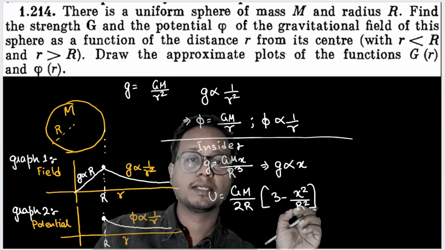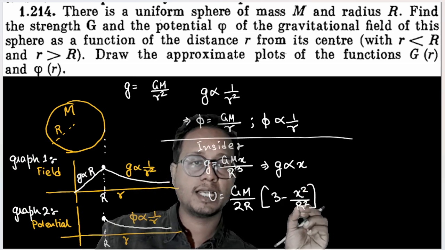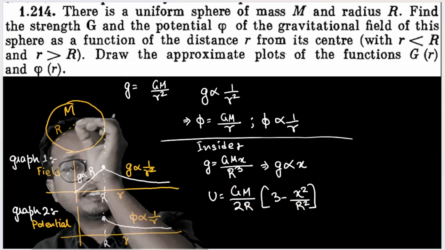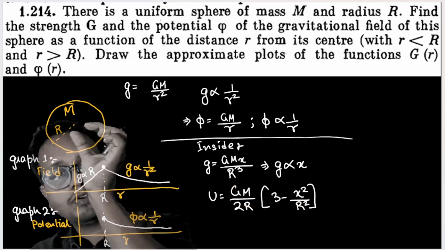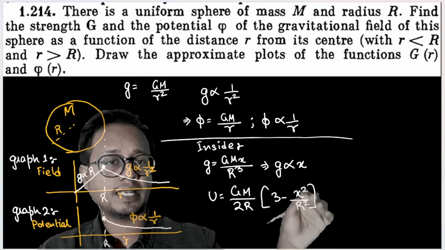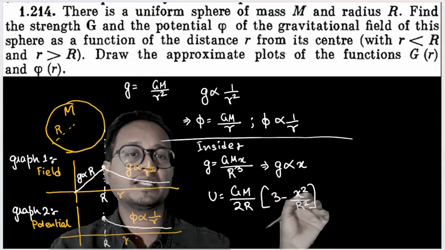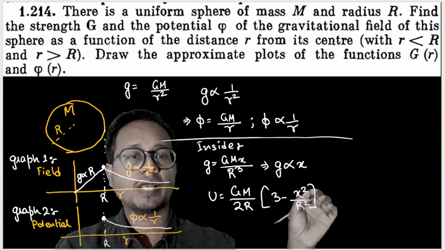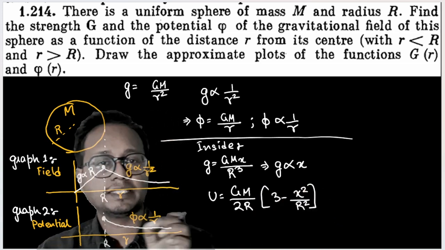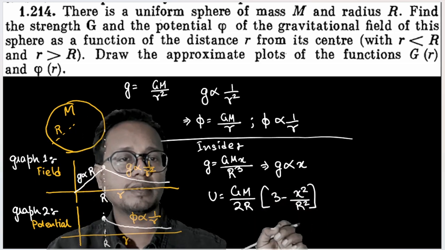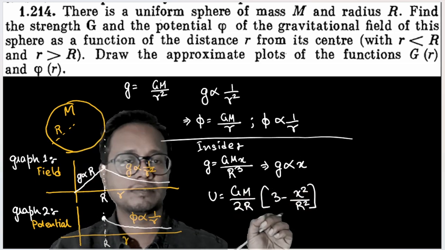Now see, one thing. X square is always lesser than R square, because whenever I'm finding this formula, it is only valid for potential inside the sphere. So inside the sphere, the value of x will always be lesser than R. So x square by R square is always lesser than 1. So 3 minus something lesser than 1 is always a positive number, isn't it? So as the value of x decreases, what will happen? The potential will rise. Why is that?